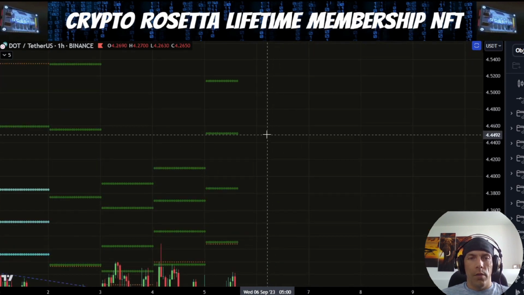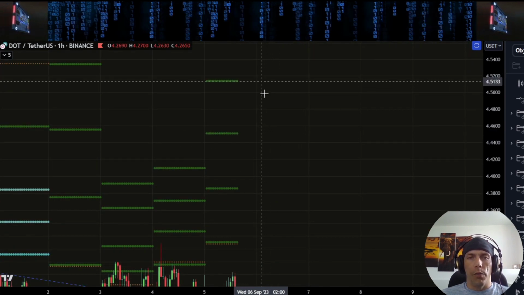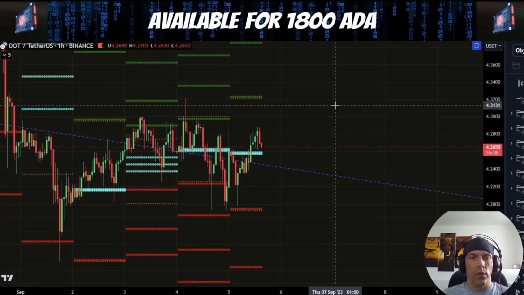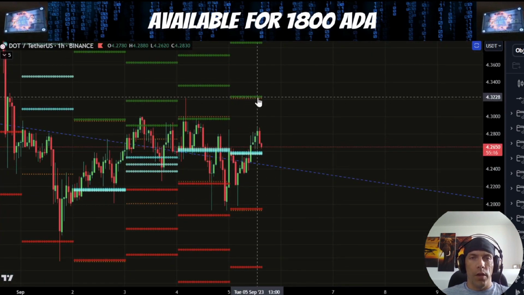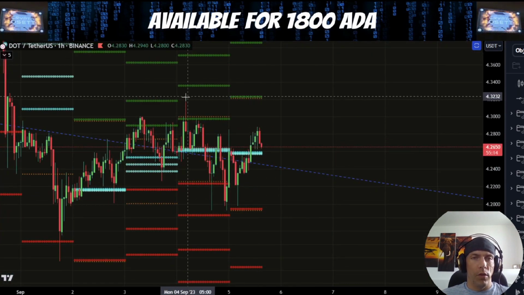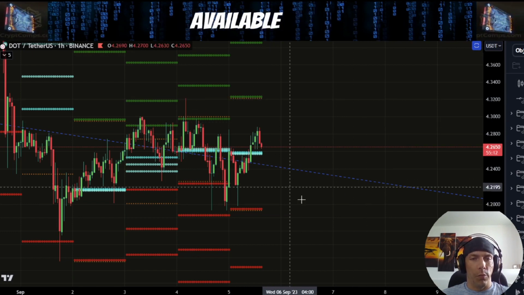So 432, 438, 445 and 451 are upside targets for today. This one would be quite an interesting one here at this R1 line, because it would be looking to sweep this high like we were talking about previously.